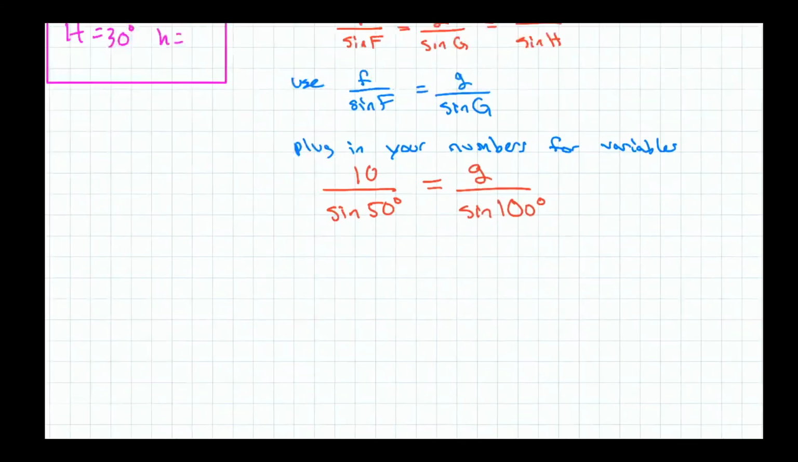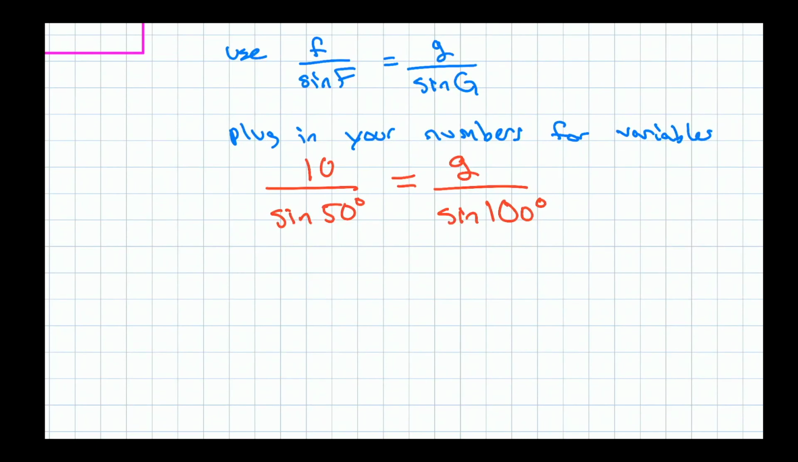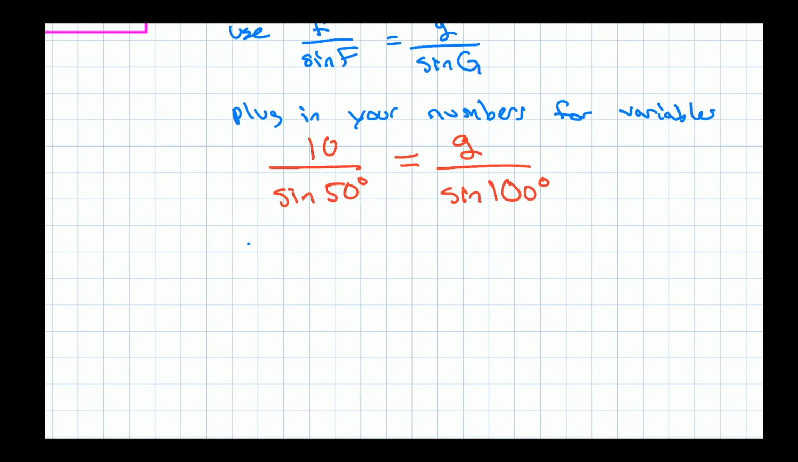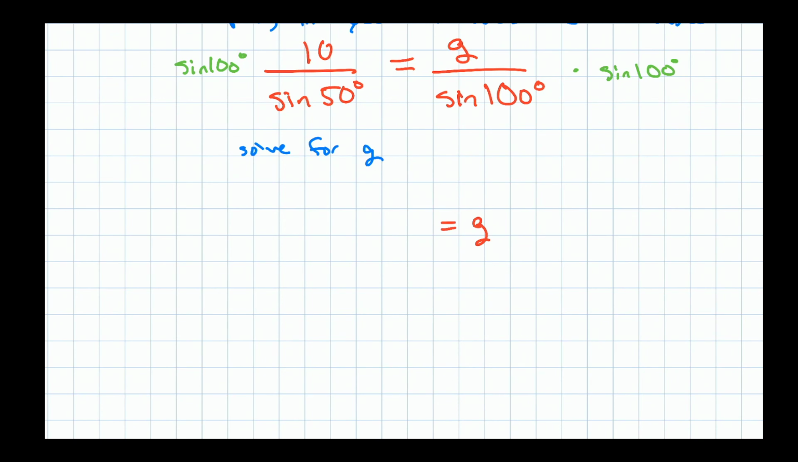What I like to do, if you're trying to save as much accuracy as possible, is not put it into your calculator yet. You want to just solve for g. So if I solve for g, all I would have to do is take this equation here and multiply the left side by sine 100 and then multiply the right side by sine 100. And then what I'm going to get is simply g is equal to sine 100 degrees times 10 over sine 50 degrees. And then you just put that into a calculator and that's going to give you your number.